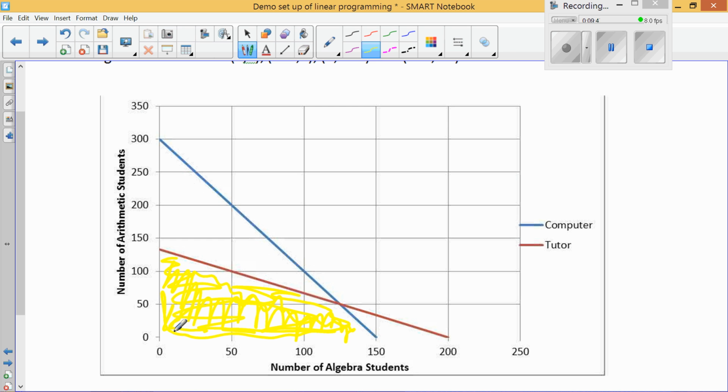We're going to stay in quadrant 1 because of x greater than or equal to 0 and y greater than or equal to 0. We're going to stay below the red line because that's where we're less than or equal to 200 hours, and we're staying below the blue line because that's where y is less than or equal to 200. It'd be a little easier to see here.